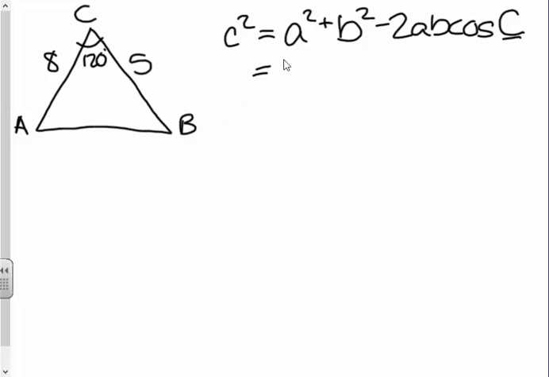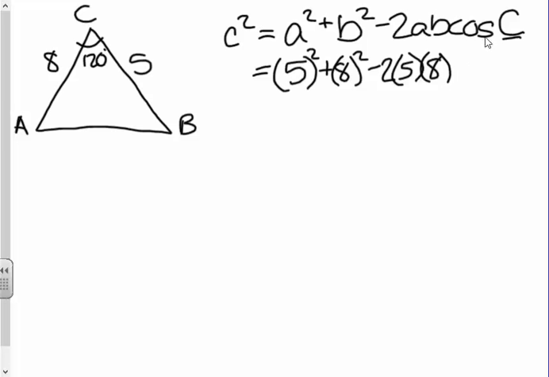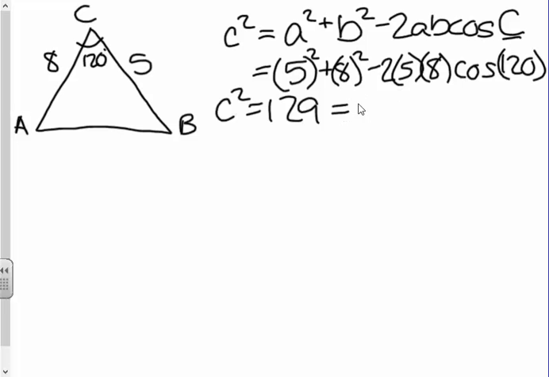So I know that c squared equals 5 squared plus 8 squared minus 2 times 5 times 8 times cosine of 120. So in other words, I get that c squared equals 129. Therefore, c, if we're rounding, I apologize. Therefore, c is approximately 11.4.